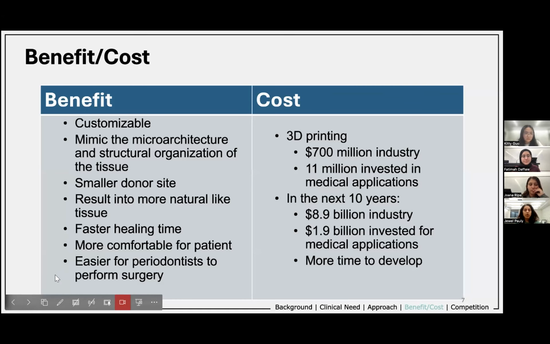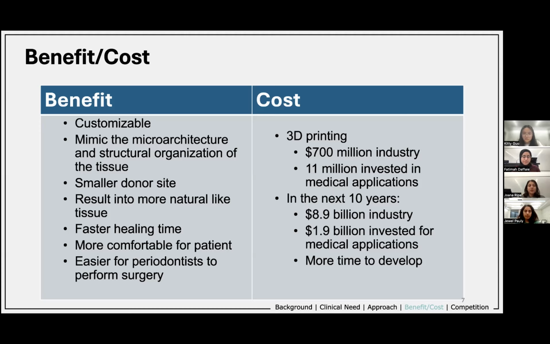So the benefits of our product are that it's customizable to the patient and more accurately mimics the architecture of gingival tissue. It also uses a smaller donor site with the biopsy, meaning that it's generally a faster healing time for the patient, and a lot more comfortable healing process. And this product also makes this surgery significantly easier for periodontists to perform.